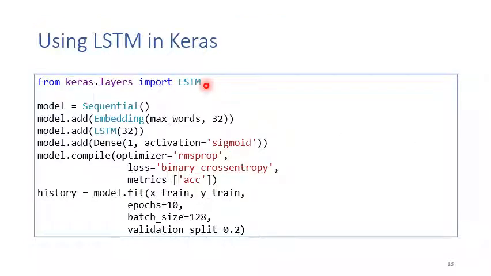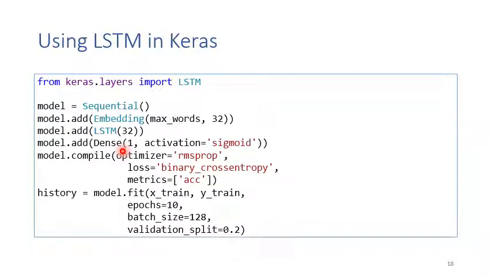Now let's see how to use LSTM in Keras. We import the LSTM layer from keras.layers, and then we create a sequential model. In this example, we try to use the LSTM to classify text. So we first convert the one-hot encoding text vector into dense embedding vectors, and then we pass the embedding vectors to the LSTM model.